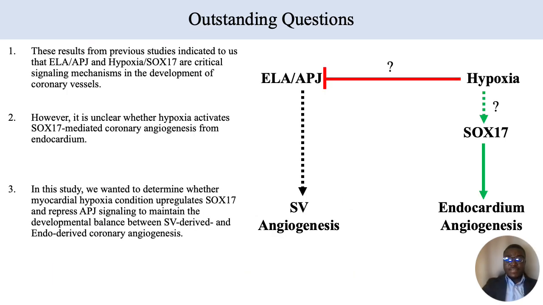Previous studies indicate that Apelin-APJ and hypoxia-SOX17 are critical signaling mechanisms in the development of coronary vessels. However, it is unclear whether hypoxia activates SOX17-mediated coronary angiogenesis from the endocardium. In this study, we wanted to determine whether the myocardial hypoxic condition upregulates SOX17 and represses APJ signaling to maintain the developmental balance between the SV-derived and the endocardial-derived coronary angiogenesis.